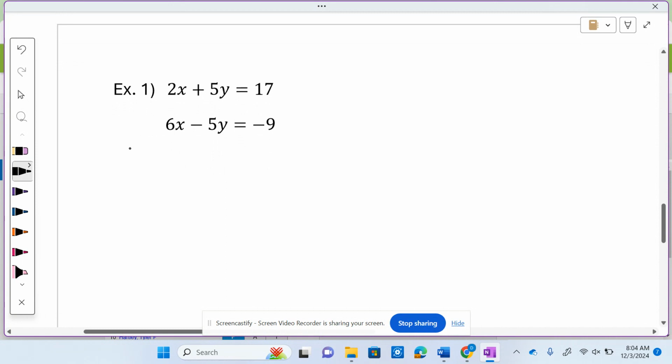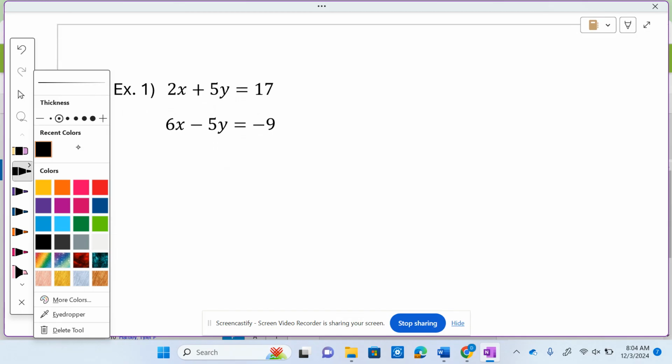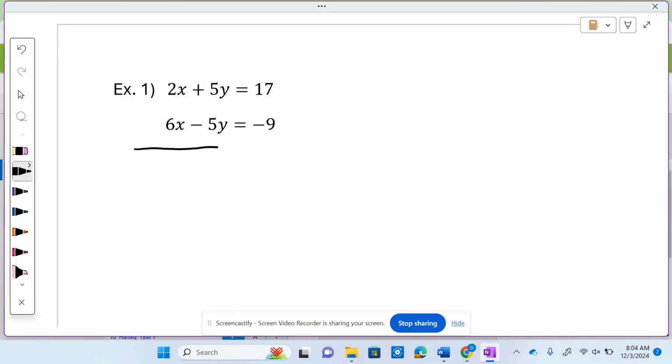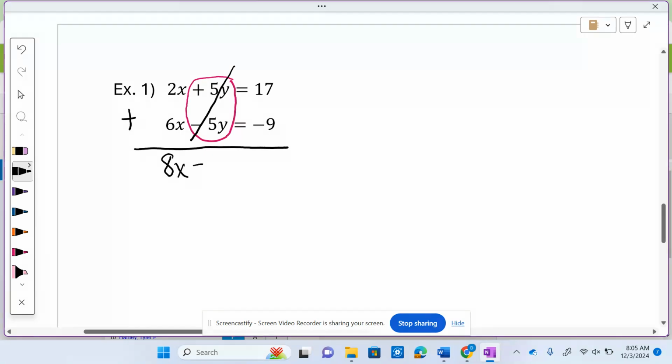So remember, we're looking for opposite coefficients. Do I have a pair of opposite coefficients? y and a negative 5y. Yeah, what's going to happen when we add these two equations together? They're going to cancel out. 2x plus 6x is 8x. 17 minus 9 is 8.